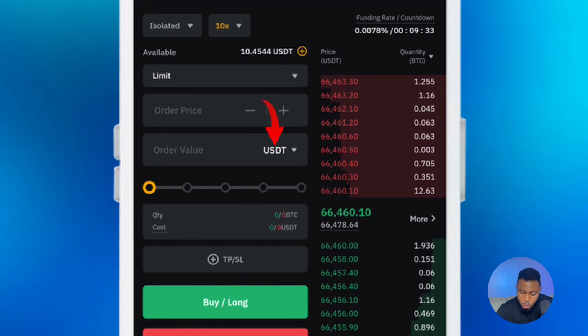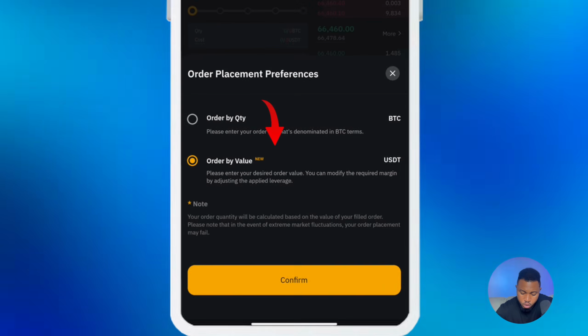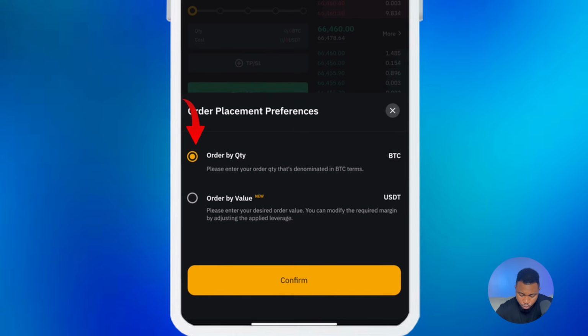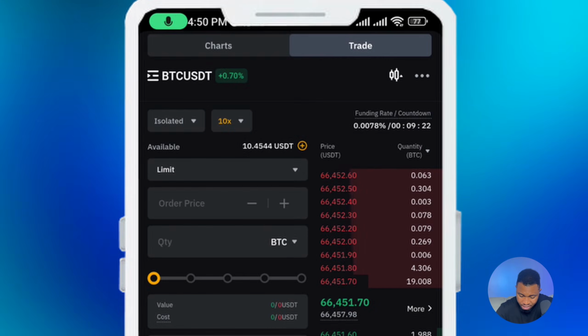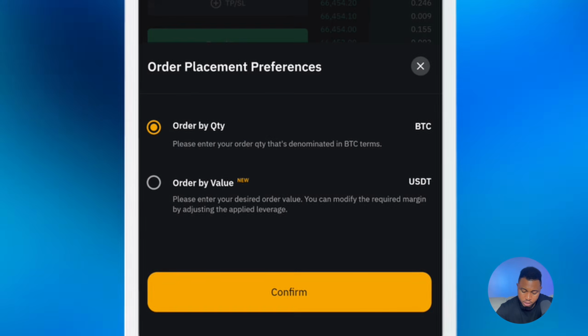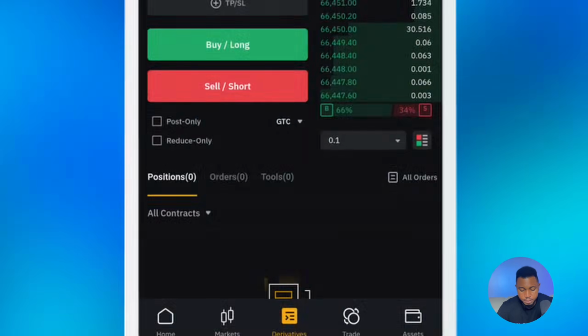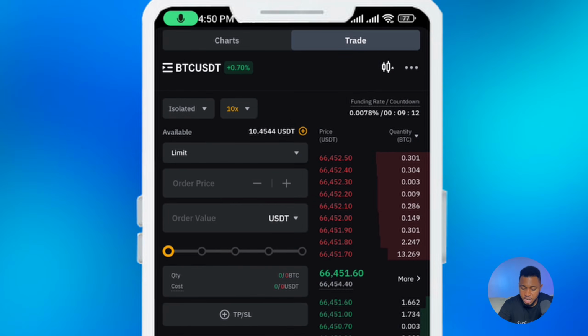Okay, so next you can see USDT over here. If I click on it, sometimes if you're getting started, it just might be showing order by quantity like this first one. If I click on it, you see that it is set at BTC. So make sure you have clicked on it and then change it to order by value, leave it as USDT, click on confirm, and that is done. So right now we are done with that.